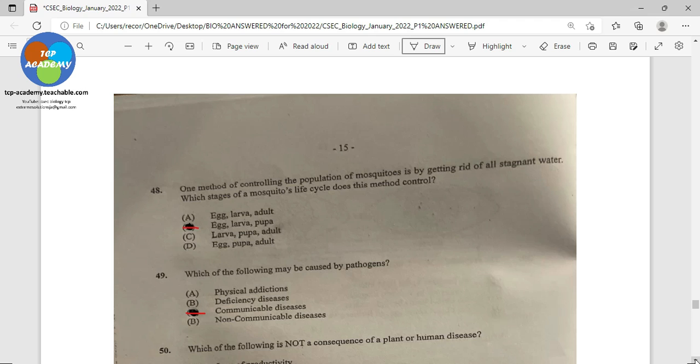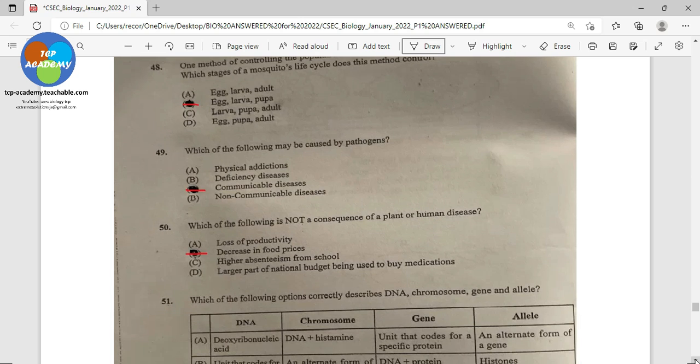48, new question. Well, it was in the form of a diagram before. Now it's worded. So your answer there, let me read. One method of controlling the population of mosquito is by getting rid of all stagnant water. Which stage of a mosquito's life cycle does this method control? It's going to be the egg, larvae, and pupa. All those stages are in the water, so B there will be the answer.